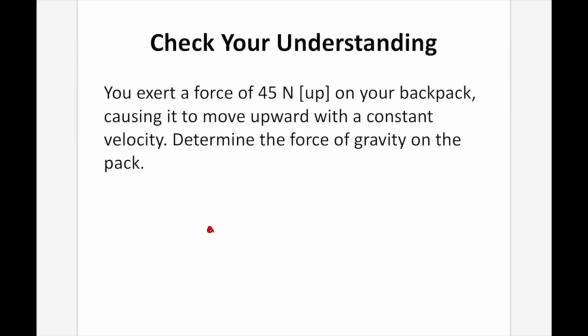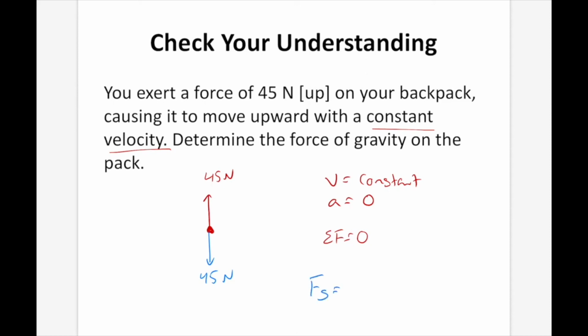So in this case here, there's your backpack. You're going to have a force upwards on the backpack of 45 newtons, but the keywords here are constant velocity, meaning that velocity is going to be constant, which means that acceleration is going to equal 0. For acceleration to be 0, we need to have the sum of our forces equaling 0. That means that the force down must equal the force up. So if you have a force up of 45 newtons with a constant velocity, you must have a force down of 45 newtons as well. So determine the force of gravity acting on the pack. The Fg is going to equal 45 newtons down.